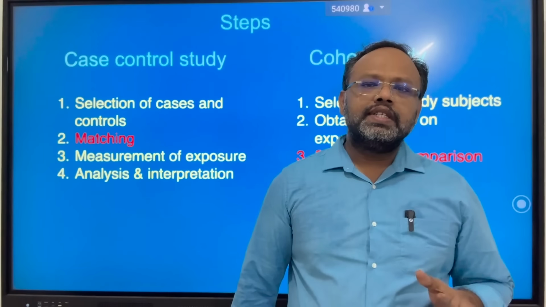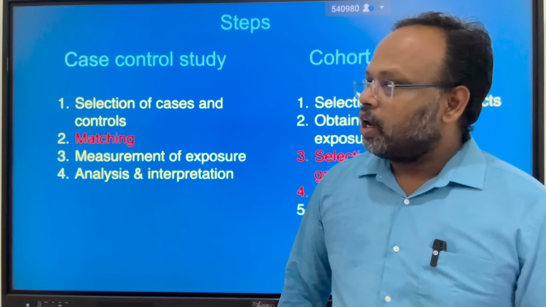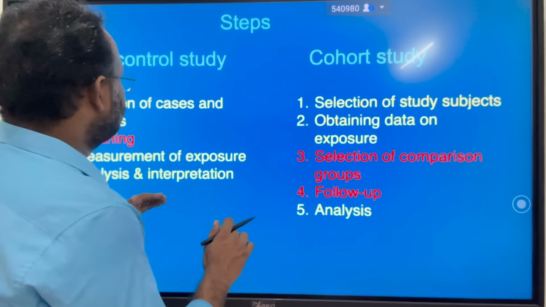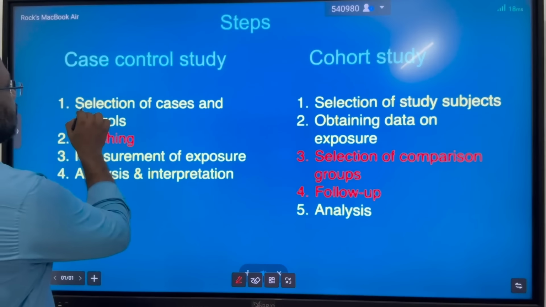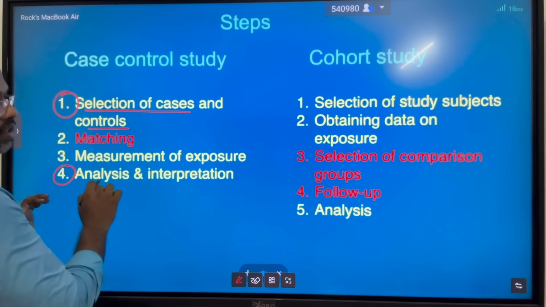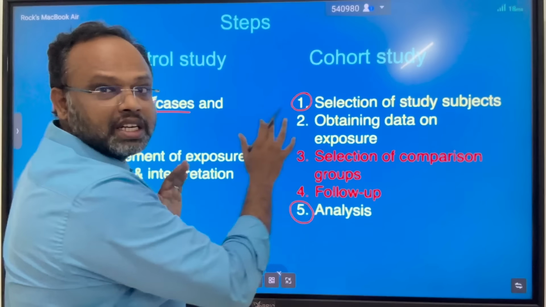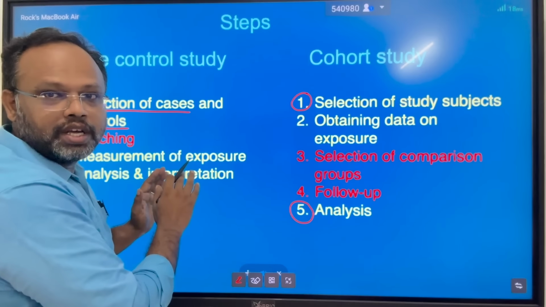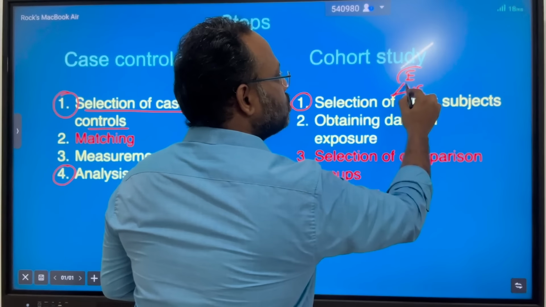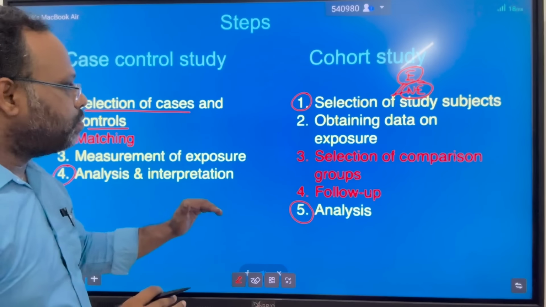Now what we missed out in this case control study and cohort study comparison was the steps in the case control study and cohort study. The first and last step for both the case control study and cohort study will be the same. That is, for case control study, the selection of the cases and controls is the first step and the analysis will be the last step. Here also analysis will be the last step and the selection of the study subjects. Instead of cases and controls in case control study, we have selection of study subjects, exposed and non-exposed. So the exposed cohorts and non-exposed cohorts will be recruited into the study. So that is the first step in both the studies.